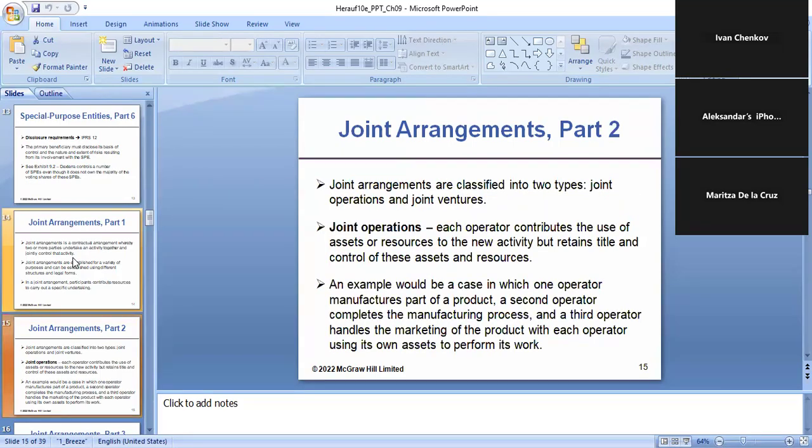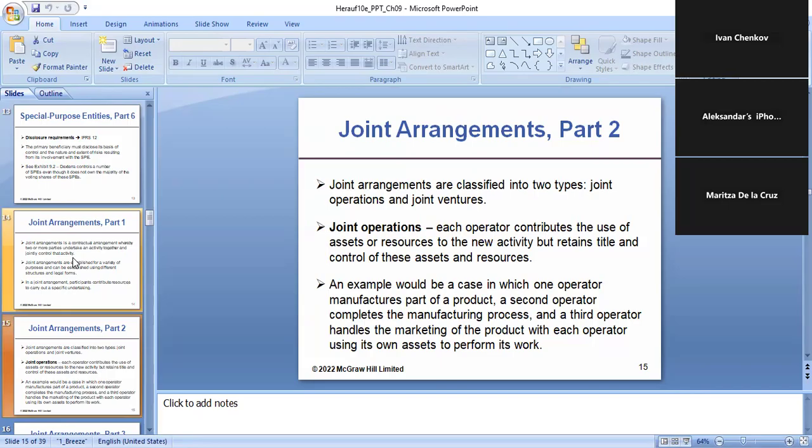So now let's see what the forms of joint arrangements are. There are two types of joint arrangements: joint operation and joint venture. Basically, in the cases that you're going to see in CPA, they're going to say the company is a joint venture. Now, first, in order to establish it's a joint venture, you have to establish: is this a joint arrangement? If it's a joint arrangement, then you have to go over the test.